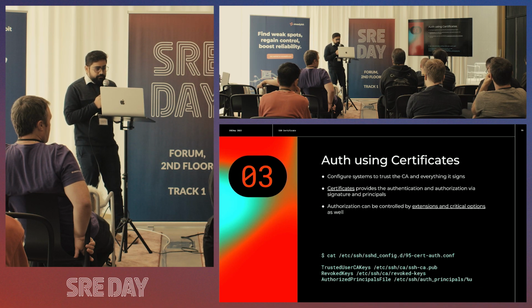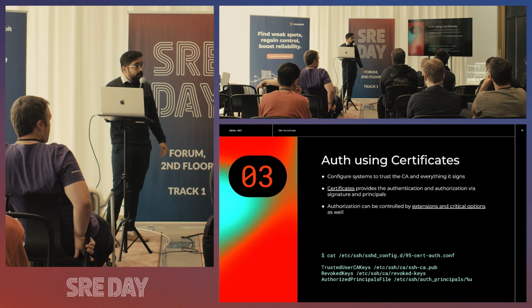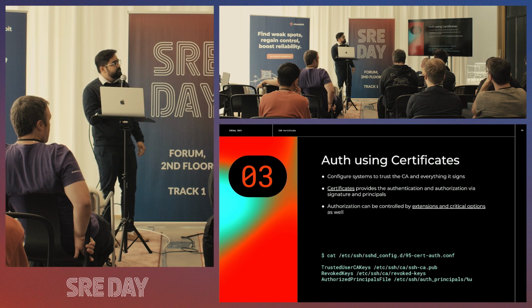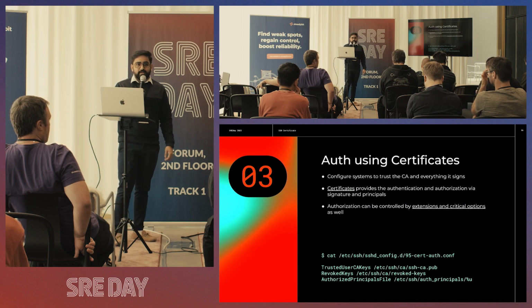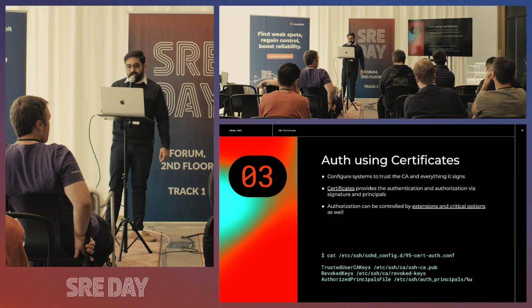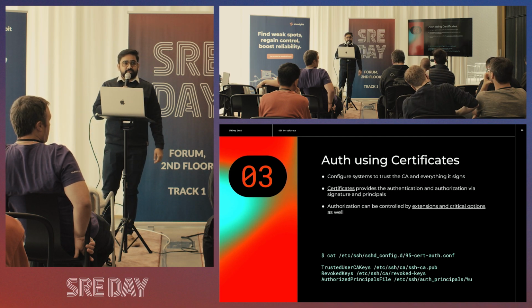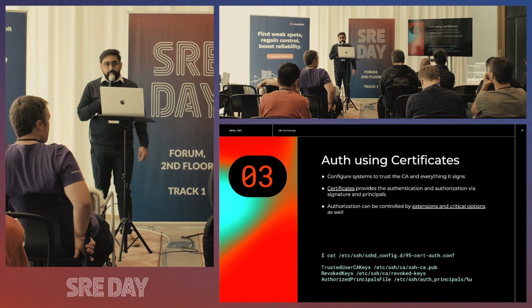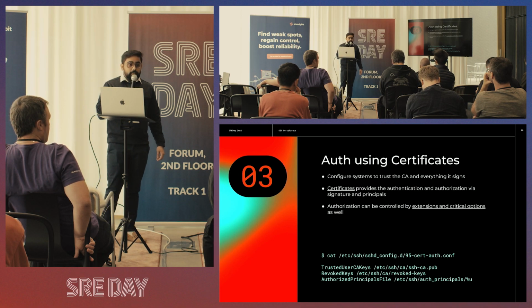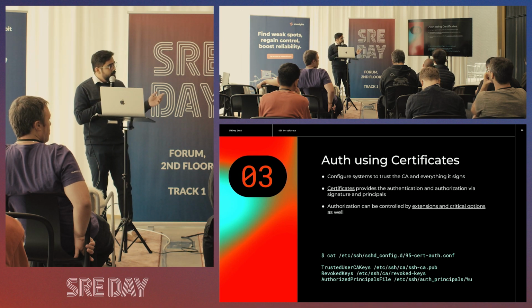So moving on, if I talk about configuring systems to trust the CA and everything it signs, here is a snippet you can find for the sshd config. I'm trusting the public keys of my CA. If I want, I have the option to revoke keys, and there is an authorized principals file. I will show you more.